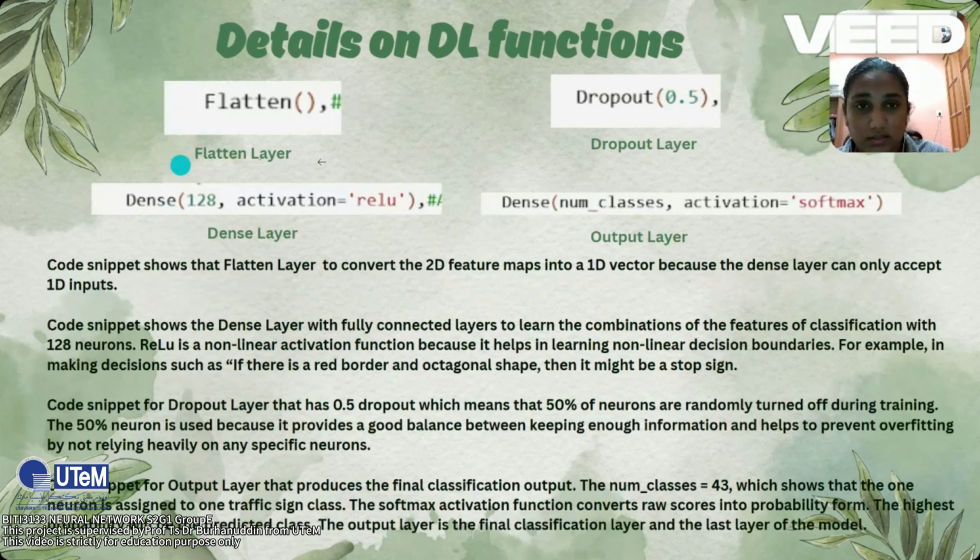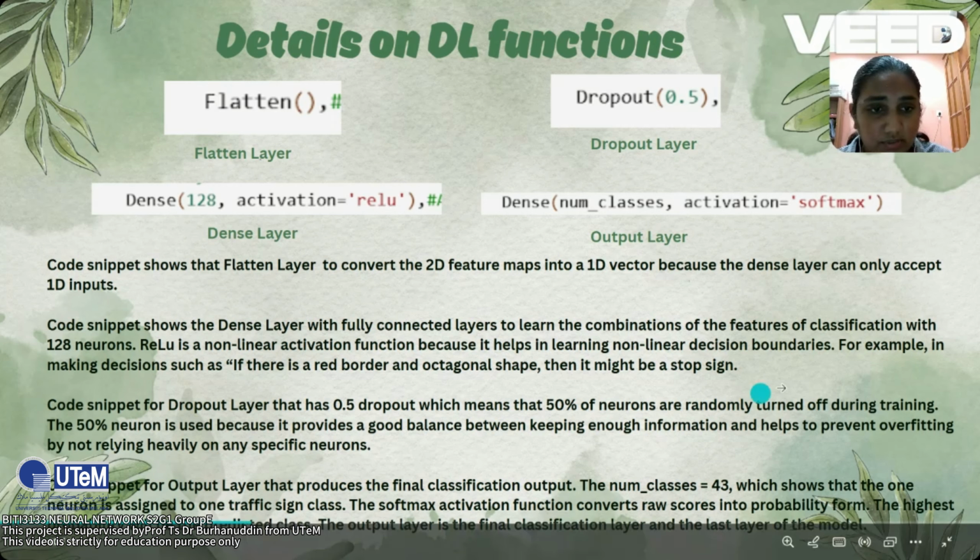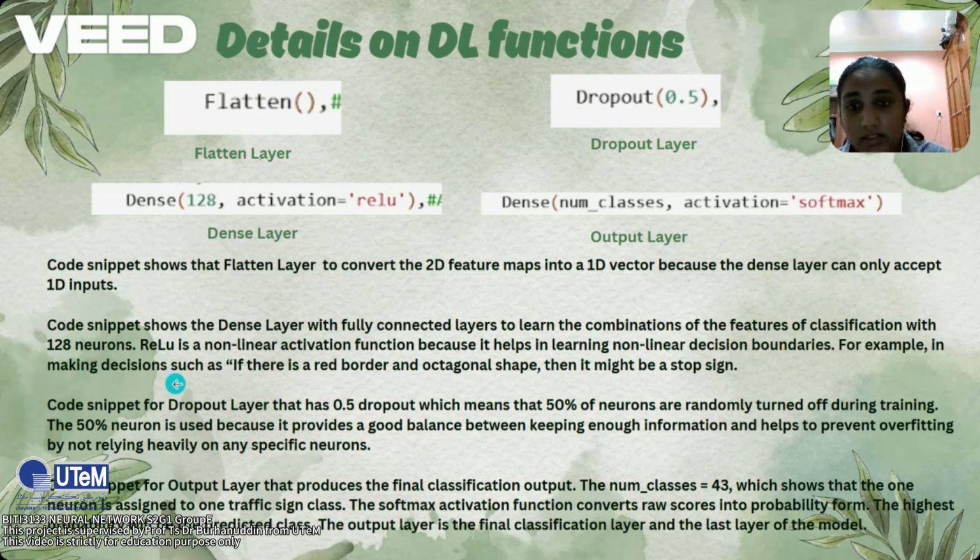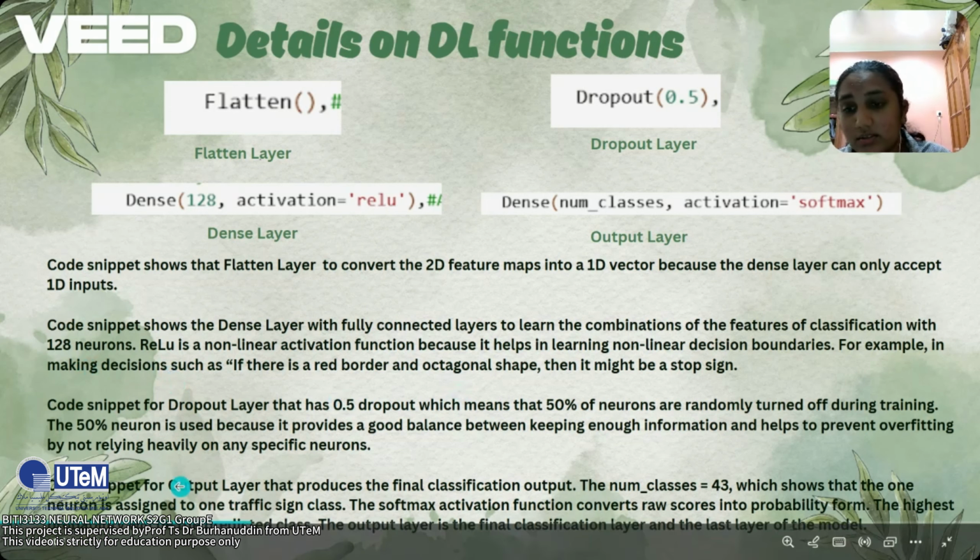And this is the flatten layer, dropout layer, dense layer, and output layer code snippet. The flatten layer converts 2D feature maps into a 1D vector because the dense layer can only accept 1D inputs. The dense layer is a fully connected layer to learn the combinations of the features for classification, with 128 neurons. The dropout layer has a 0.5 dropout, which means that 50% of neurons are randomly turned off in the training. And the output layer produces the final classification output.